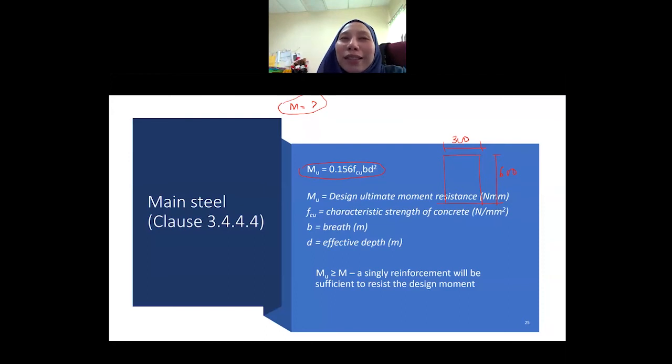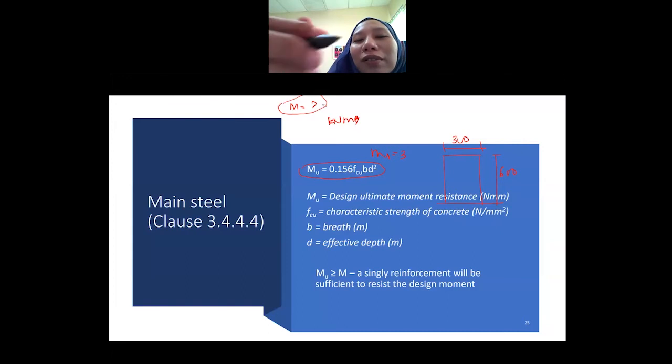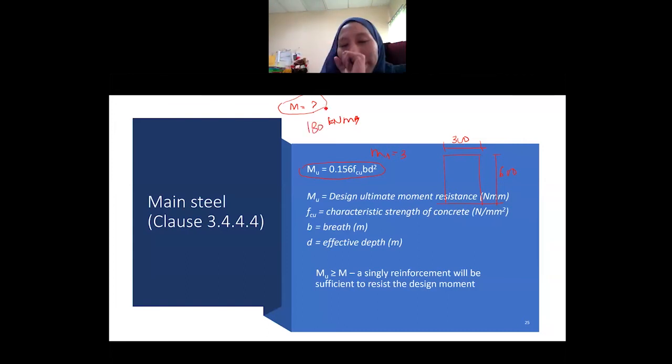Tapi sekarang ni moment yang dihasilkan oleh loading you, berapa? So, contohnya you kira-kira you dapat moment yang produced by loading 200 kilonewton meter. Okay, however here you dapat moment yang boleh resist by this size of beam, 180. Okay, tapi bila size macam ni dia boleh resist 200. So maksudnya okay lah. MU 200, size macam ni boleh support sebanyak 200. Moment yang dihasilkan oleh loading 180. So maksudnya beam ni bolehlah support moment yang daripada loading. Itu maksud dia lah.